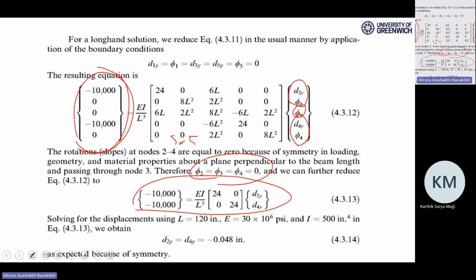It's totally fine if you want to follow this, but I recommend just to try to inverse it by either Excel or MATLAB, and you will come up with these two numbers and these three numbers. Three of them will be 0, and d2y is equal to d4y, which are both equal to minus 0.048 inch. So the problem is solved, the unknown deformations are here, and the other parameters can be easily calculated based on the known calculated deformations. Any question here?